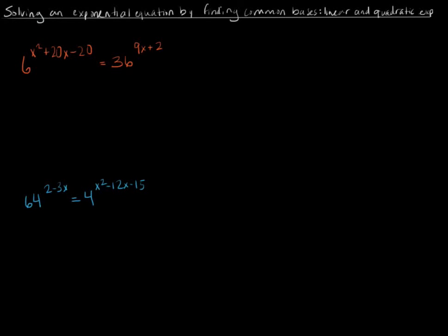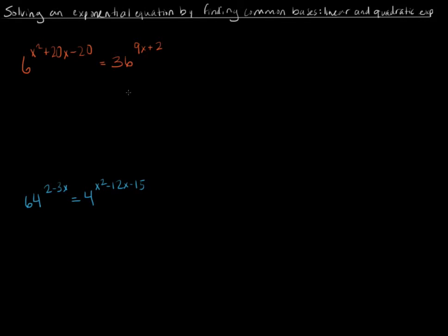To talk about solving an exponential equation by finding common bases where we have linear and quadratic exponents. So these equations look really complicated when they start, but they're not actually that bad. The thing we need to look for is a common base. So in this first equation, if you look on this side, we see a 6 as our base, and on this side we see a 36 as our base. So if we can change the base of this one to 6, then we can solve it easily.